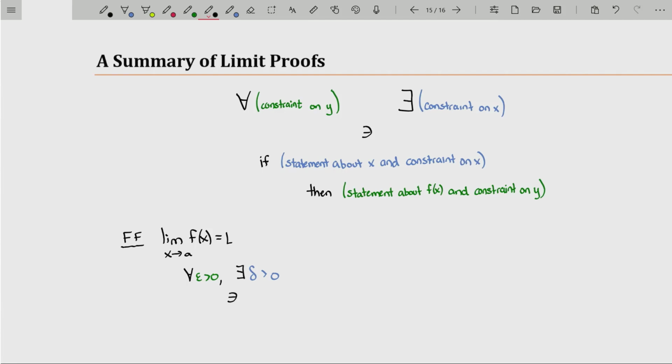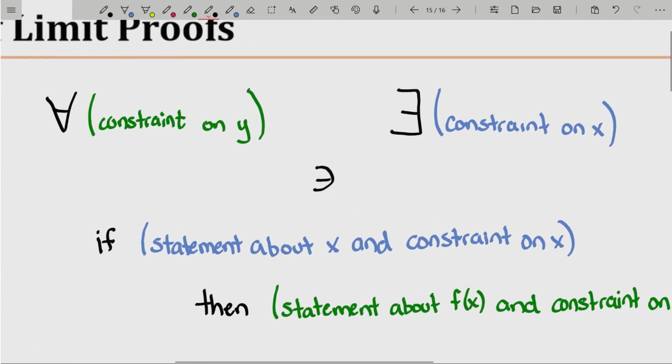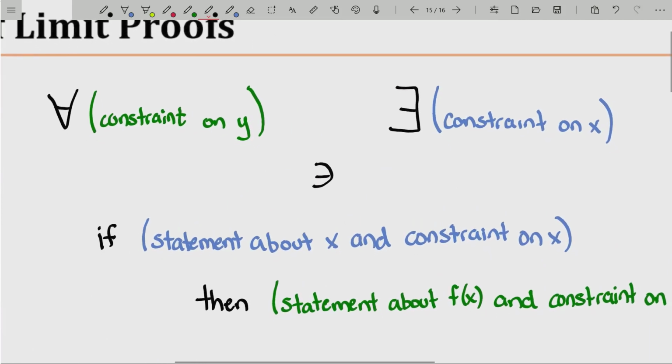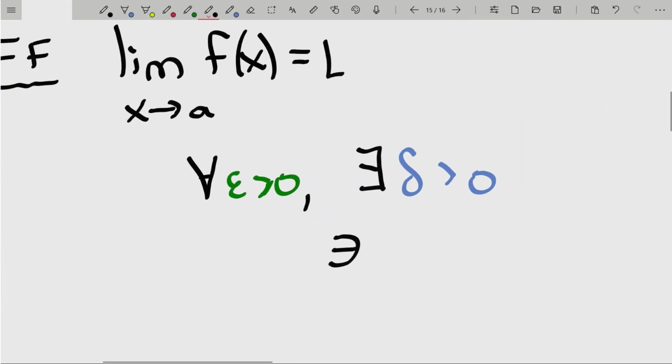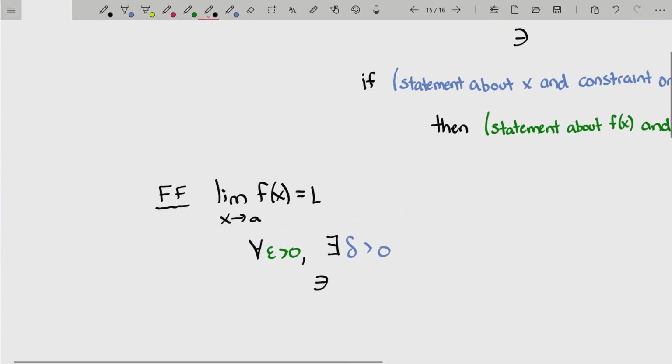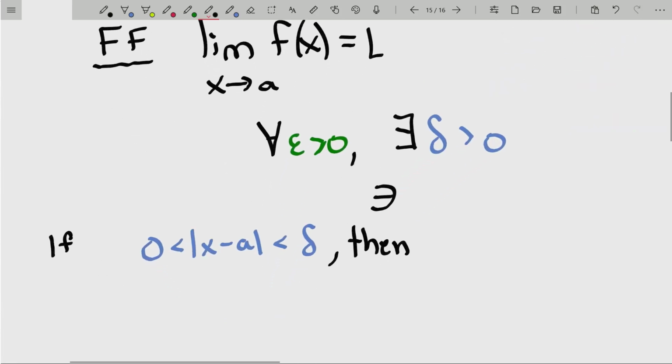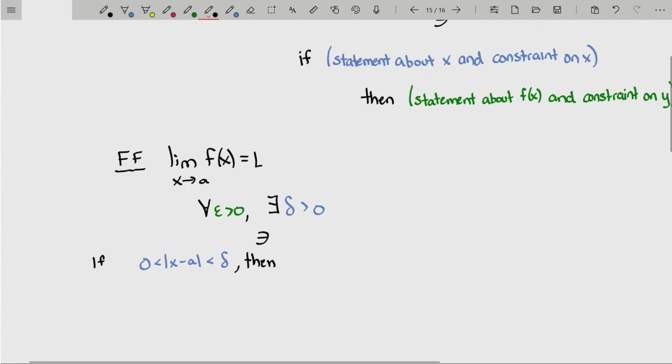And the next statement here is an if statement concerning x and the constraint on x. In other words, concerning, in this case right here, x and delta. And if it's a delta neighborhood, well, x is getting really close to a. It's within a delta neighborhood of a. So I'll write that in. There you have it. If the distance between x and a is positive but less than delta, then.